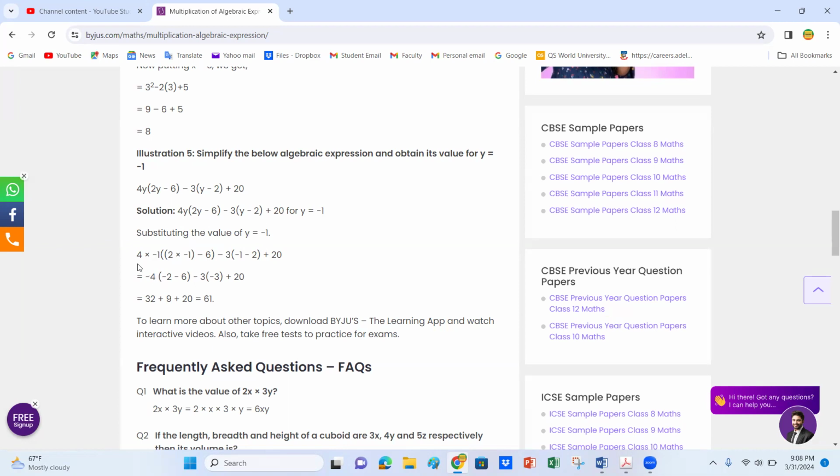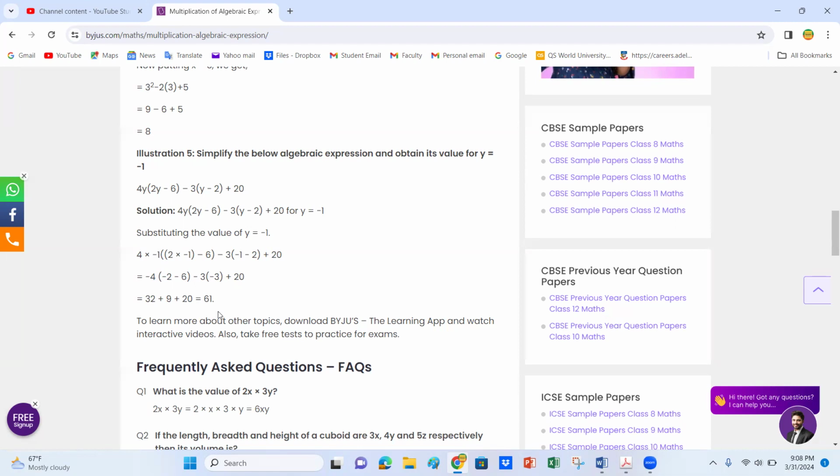So 4 into minus 1 is minus 4, and 2 into minus 1 is minus 2, and minus 6. Minus 3 and minus 1 minus 2 is minus 3 plus 20. Minus 4 minus 2 minus 6, its result is minus 8, and minus 4 into minus 8 is positive 32. Minus minus is positive, and 3 3s are 9, and plus 20, and its result is 61.